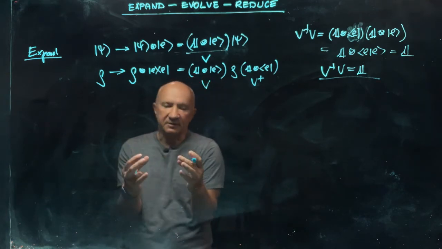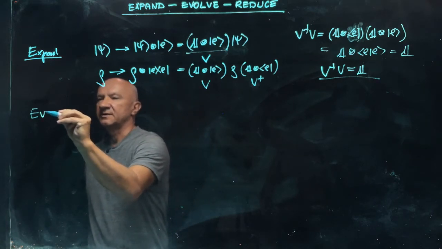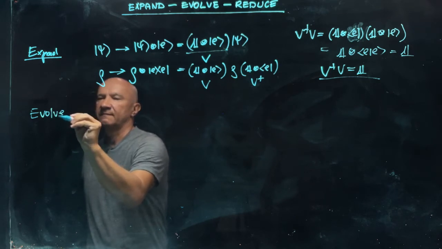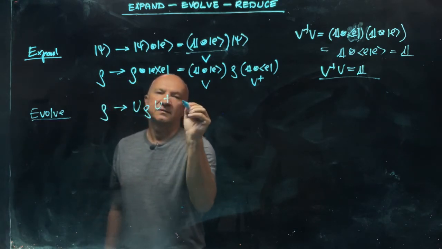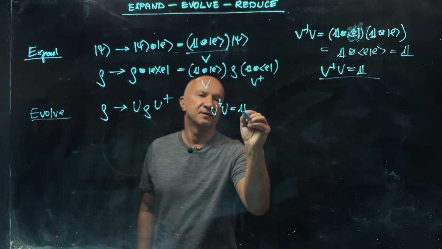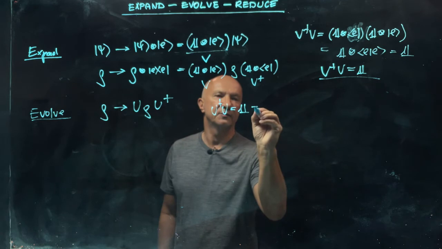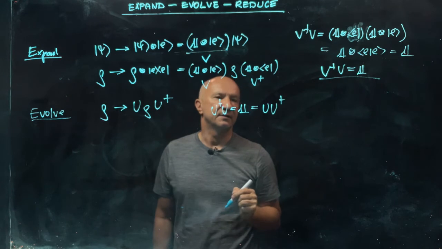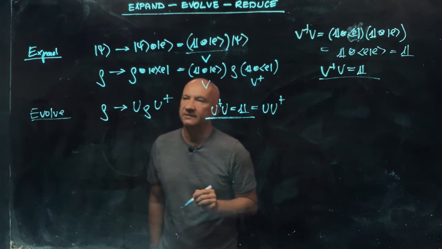Now a unitary evolution is explicitly written in the Krauss representation. So let me just label this part as evolve. When we have a unitary evolution, this is explicitly written in the Krauss form because U dagger U is equal to the identity, and because this is not only an isometry but also a unitary operator. So for finite dimensional Hilbert spaces we also have U U dagger equal to the identity. So you see, for the isometry we only require this part, right?